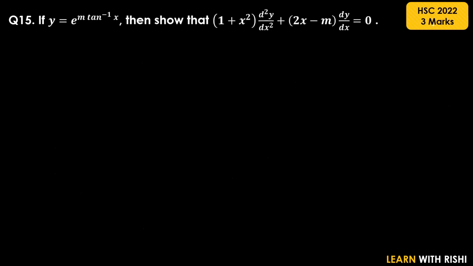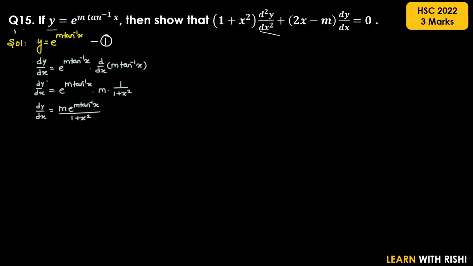Let us move to the next question. Question number 15. If y is equal to e raised to m tan inverse of x, show that (1 plus x squared) d2y by dx2 plus (2x minus m) dy by dx is equal to 0. Again, PYQ of 2022 for 3 marks. So again, here we have to first find the dy by dx, arrange the terms, and then find d2y by dx2. Again, arrange the terms. We'll get the answer. So y is equal to e raised to m tan inverse of x.